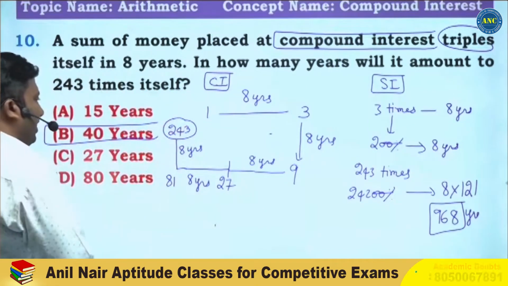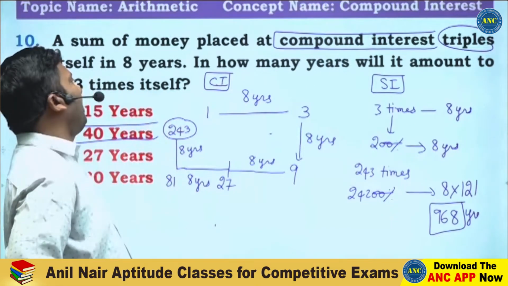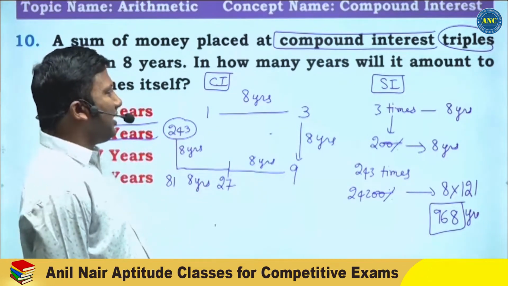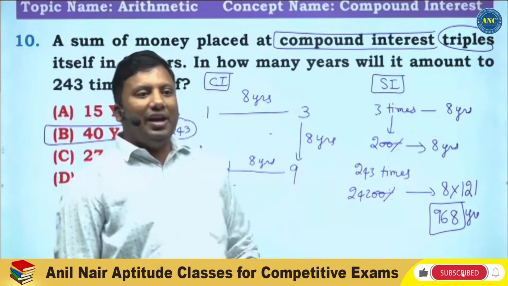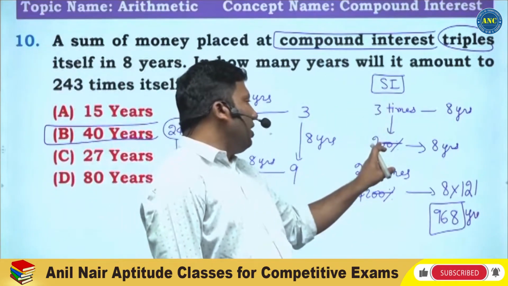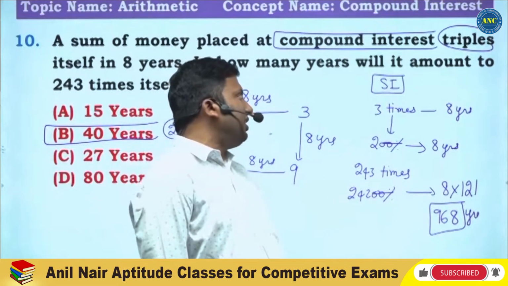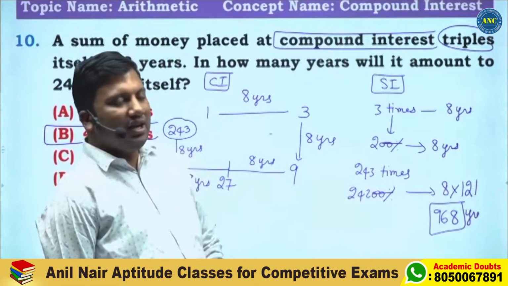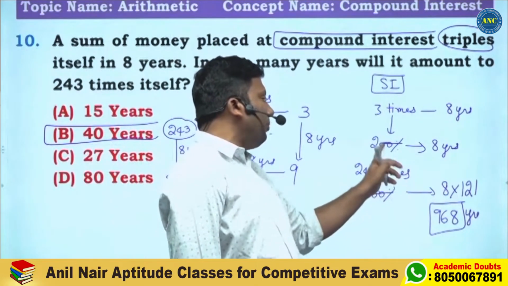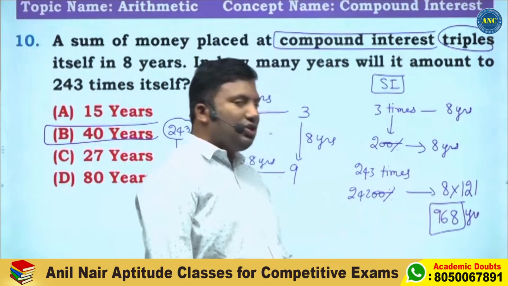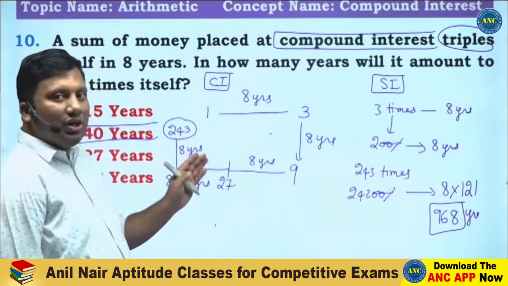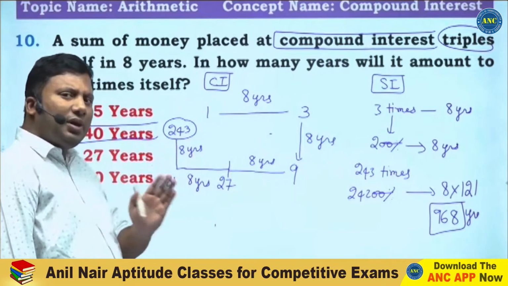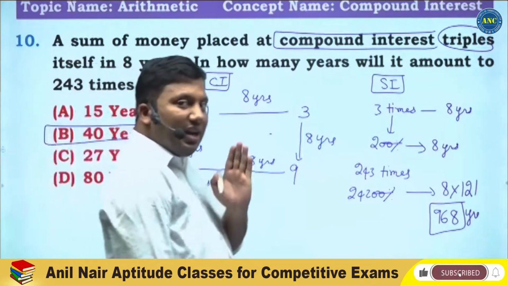But in compound interest, it will just take 40 years to become 243 times. I hope it is clear. 3 times in 8 years. Final value is k times the initial value. Percentage increase is 200% in 8 years. If it is 243 times, k minus 1 is 242 into 100%, how many years? 2 into 121, 8 into 121. This model can be asked both in compound interest as well as simple interest. Very easy concept. I hope the concept is easy and clear to you.